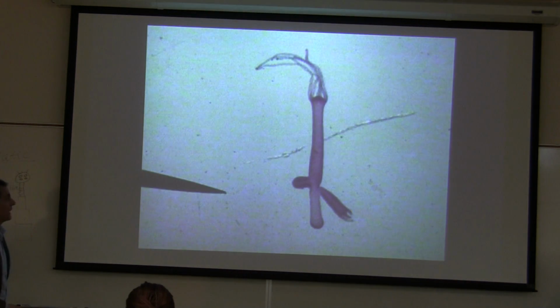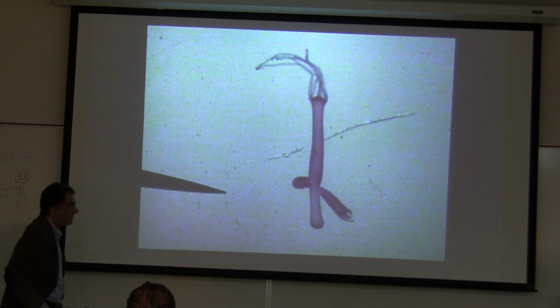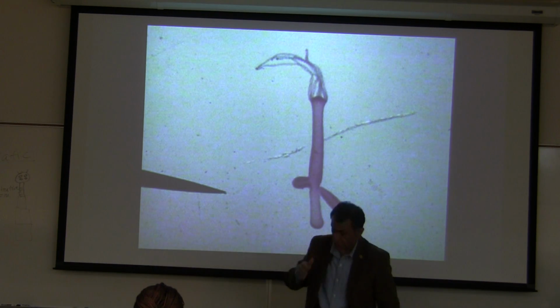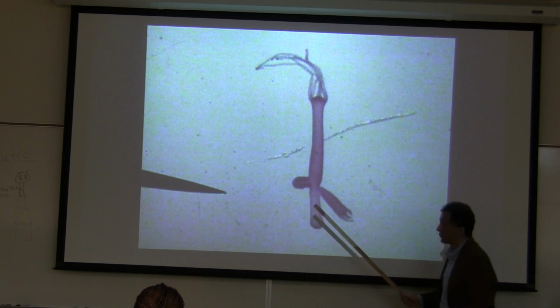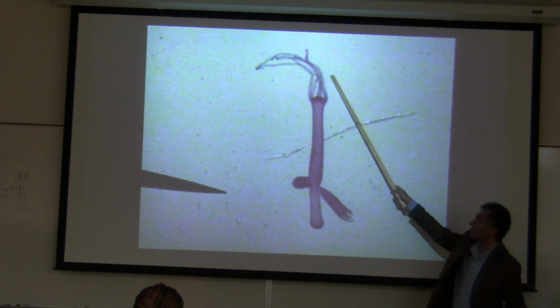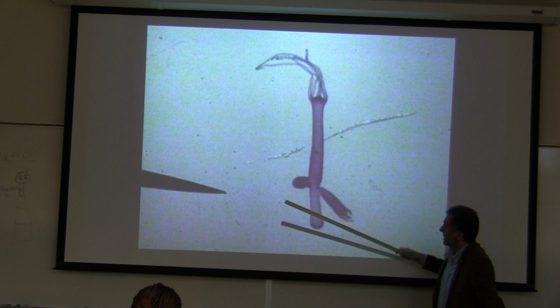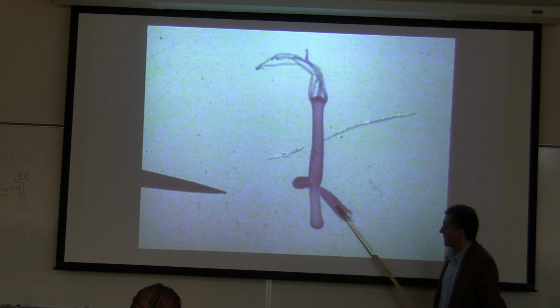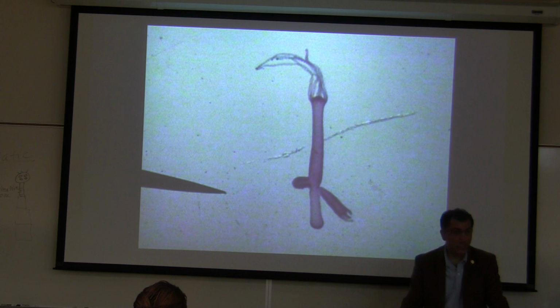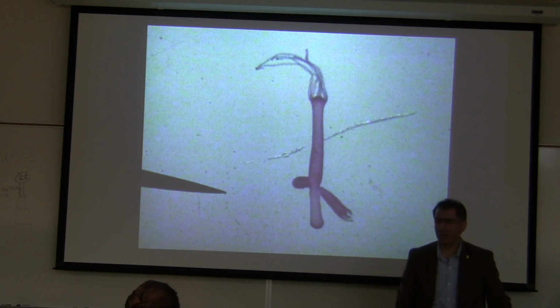Okay, let's go. What is the name of the organism? Hydra. What class? Hydrozoa. Freshwater or marine? Freshwater. What is the name of the structure? Tentacles. What type of reproduction? Budding. What is the name of the structure? Basal disc or foot. We talked about this.